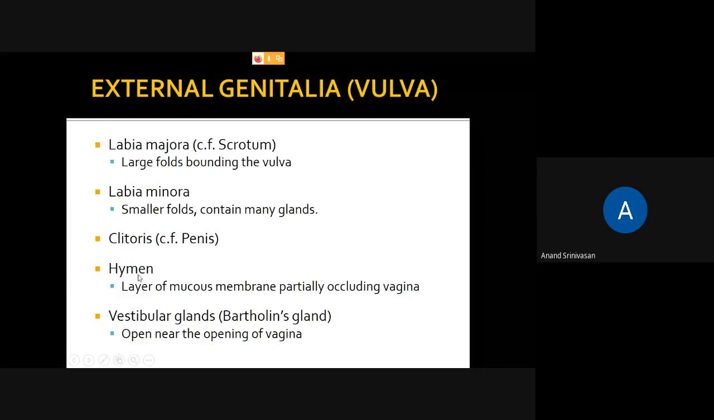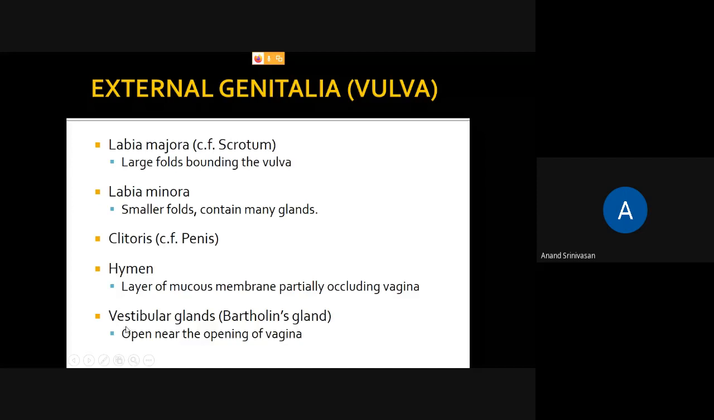Inside the vagina there can be a mucous membrane which partially occludes it, and this is called hymen. A layer of mucous membrane which partially occludes the vagina is called hymen.